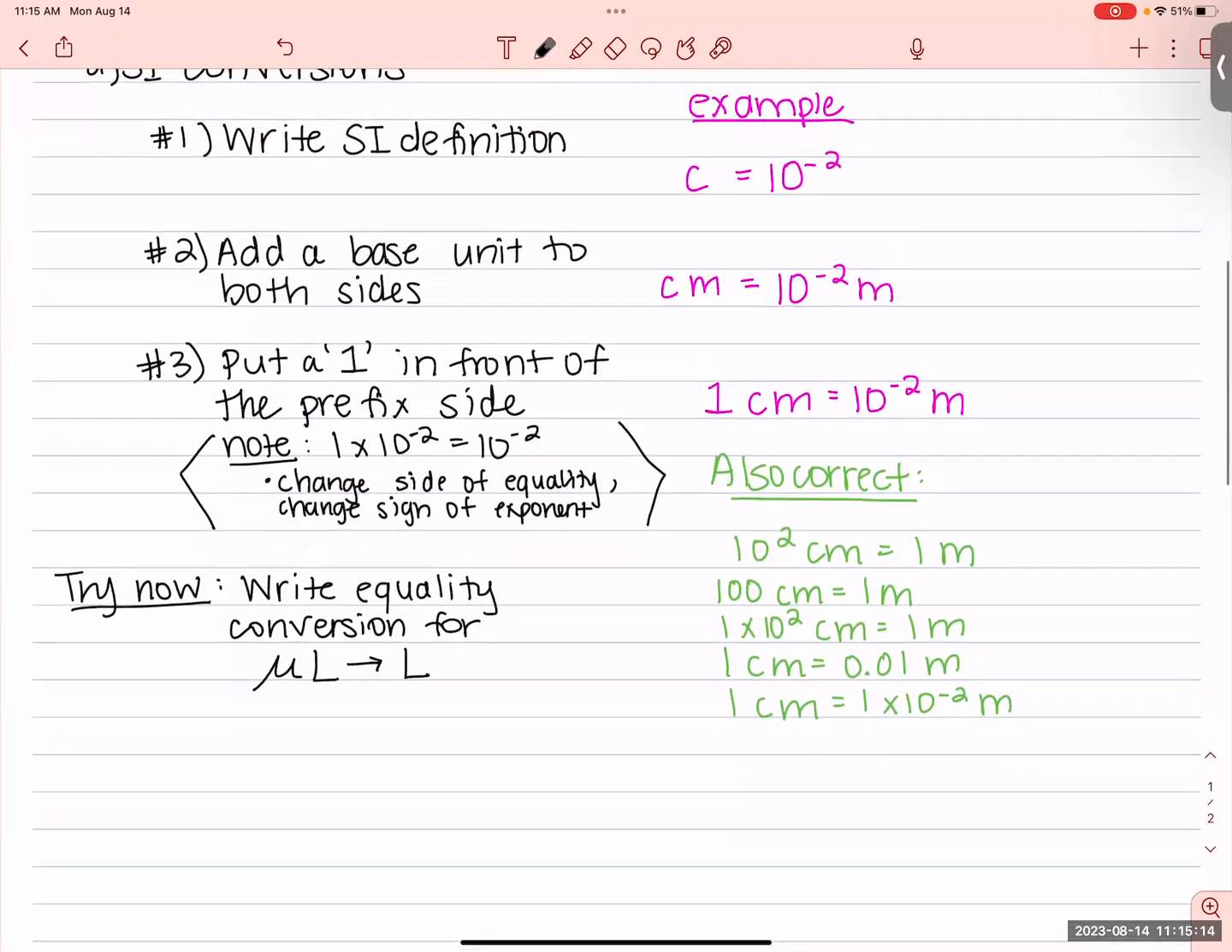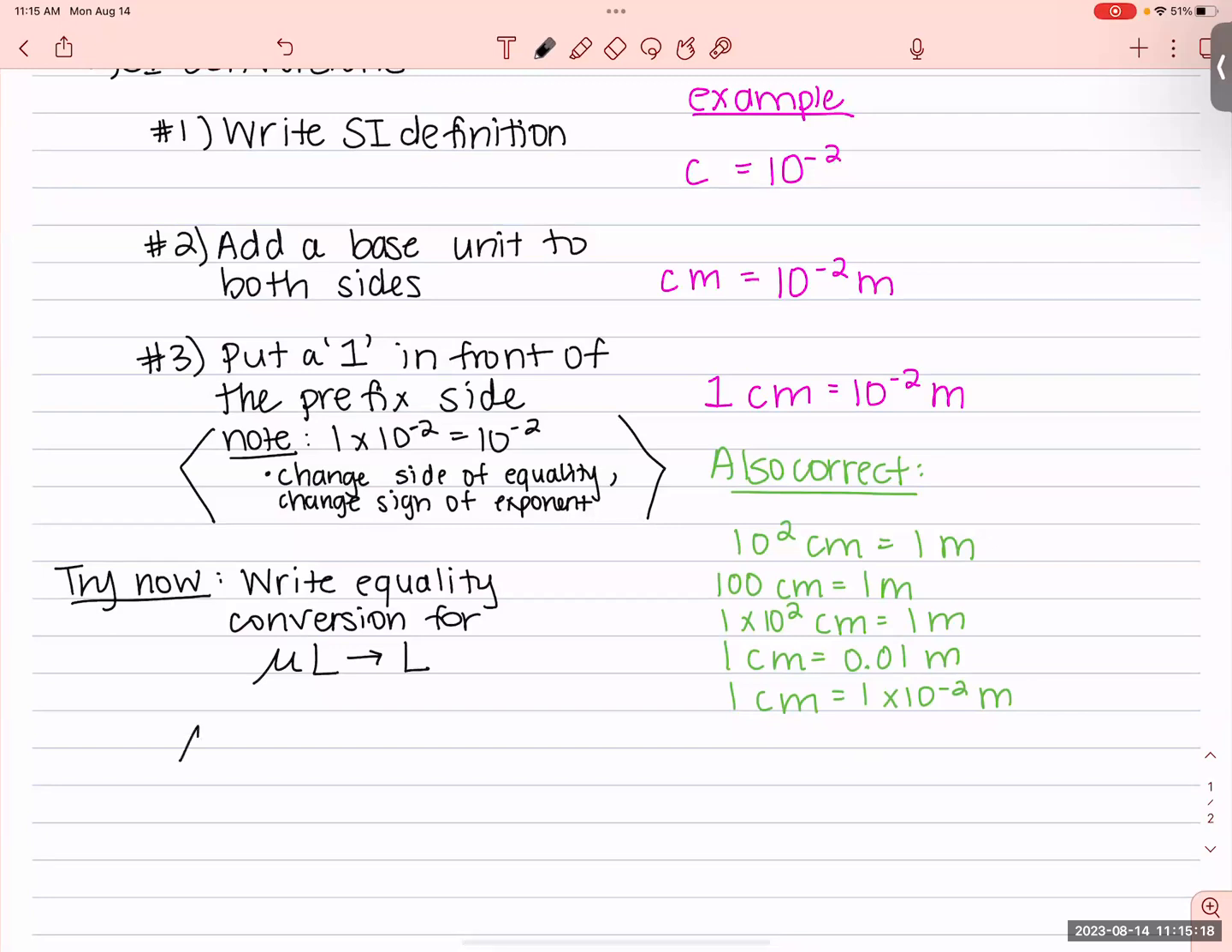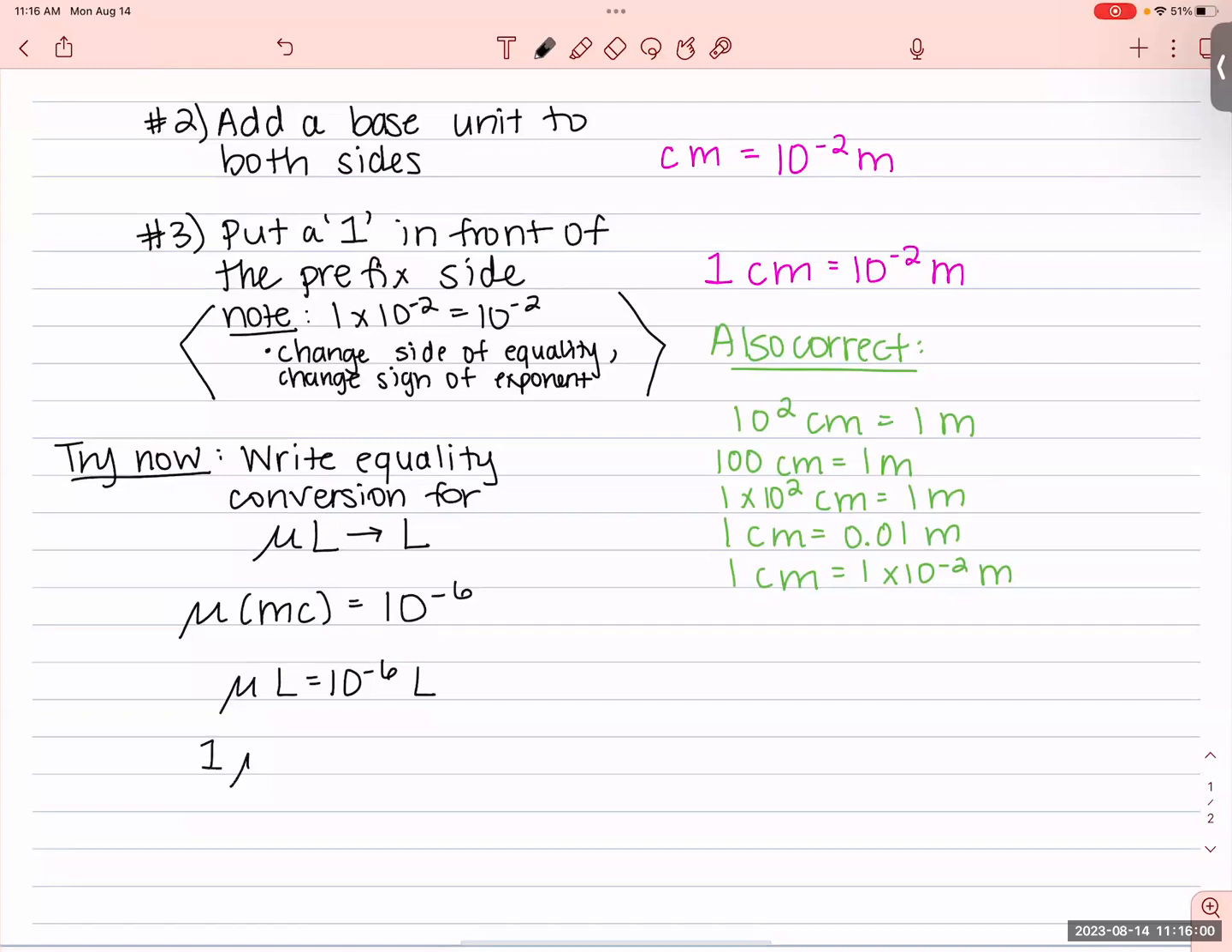So our first step is to write the definition. The definition of micro, which is also mc, remember, is 10 to the negative 6. Now, this is one that you probably don't want to write in standard notation. I can write 100 pretty easily, or 0.01, but 0.000001 is a lot harder to write. So you probably want to keep this in the power of 10. The next step is to add a base unit. The base unit here, I'm asking you specifically for liters. So we're going to add a liter to both sides. The question should give you some context as to what base unit you need. And then we add a 1 in front. And there you have your microliter to liter equality.